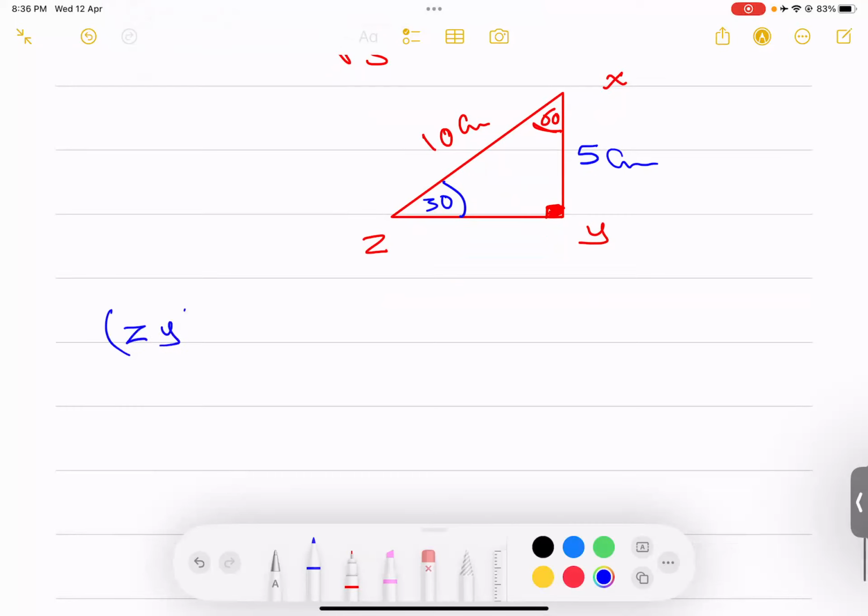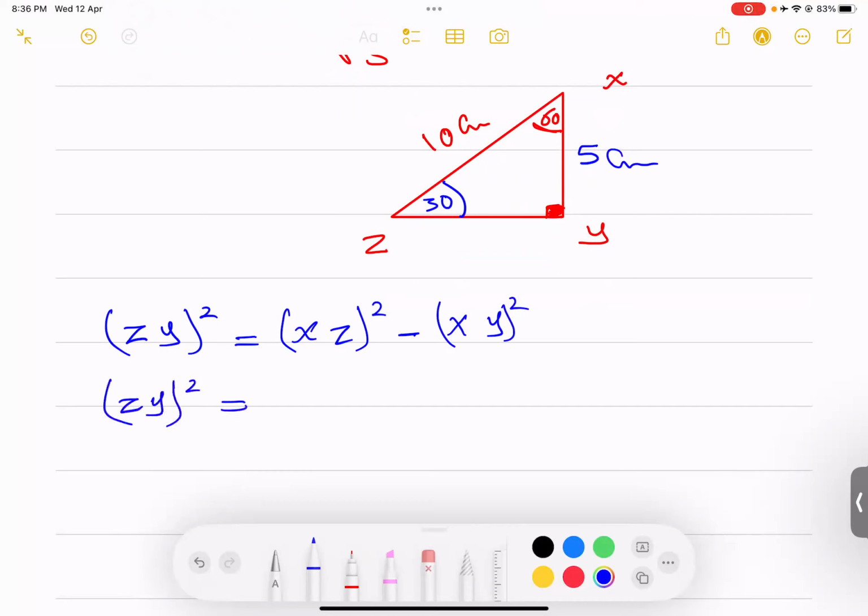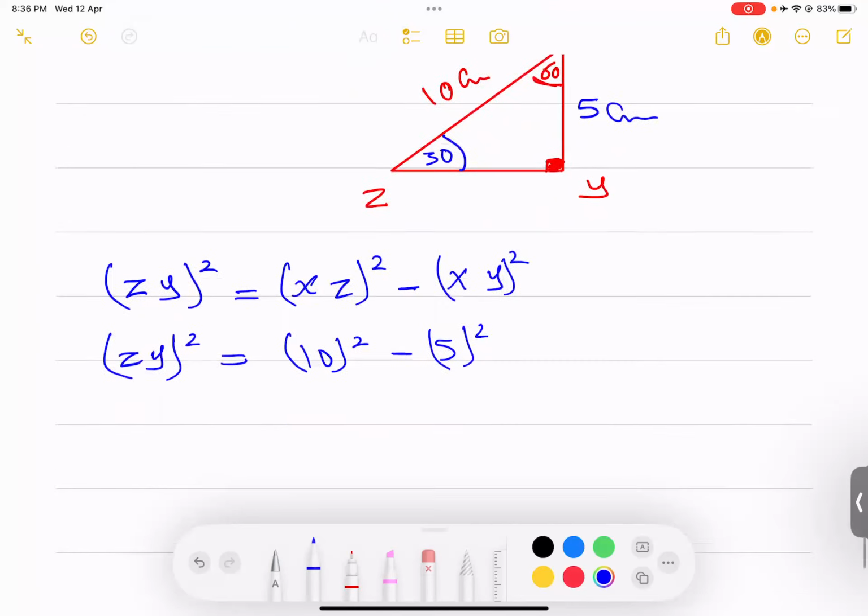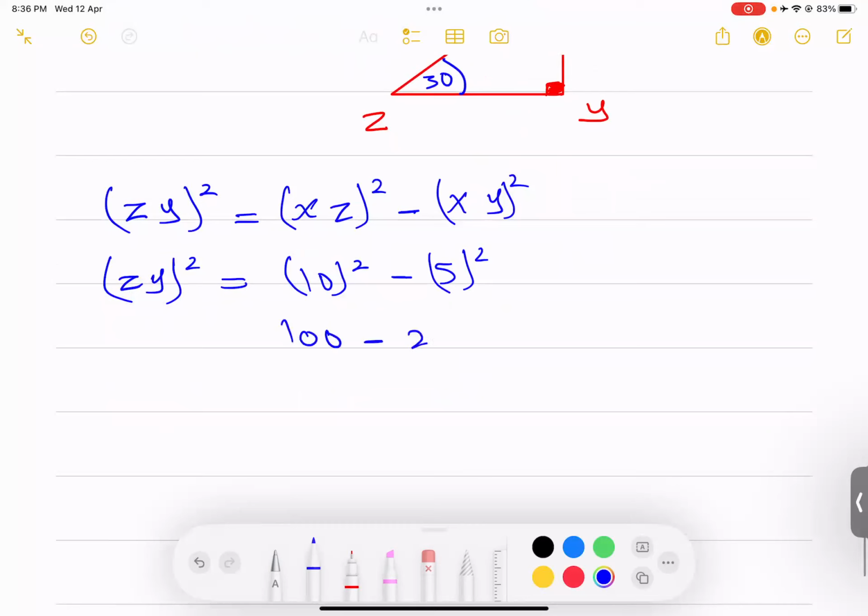So the y power 2 is going to be the square of the hypotenuse. You have to start with the hypotenuse, because I told you that the hypotenuse is the greatest and the longest, right? XZ power 2 minus XY power 2. Yeah, exactly. So zy power 2 is going to be xz power 2, it's gonna be 10 power 2 minus 5 power 2. So you give me 100 and here 25. 100 minus 25, this part seems like 75.